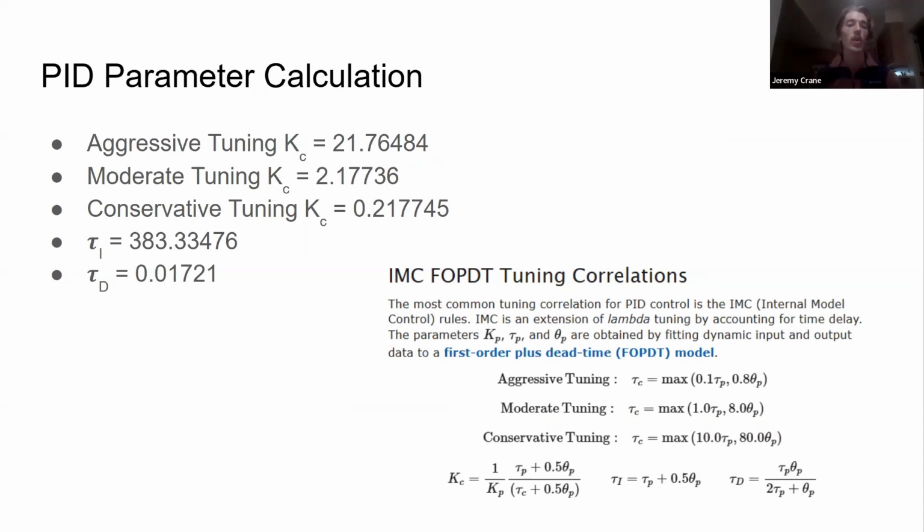The tuning that we ended up settling on was the aggressive tuning, but we tested it out with the conservative and the moderate first because we wanted to avoid overshoot. It didn't end up being much of a problem. We ended up preferring the fast response time because overshoot wasn't that extreme. And so here we have our Kc value that we're using, 21.76, and then the integral time constant is 383.3, and the derivative constant was 0.0172.